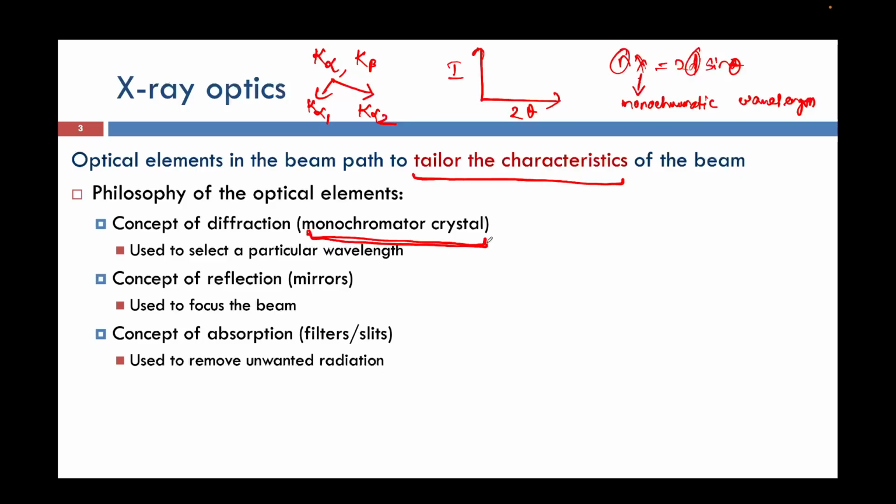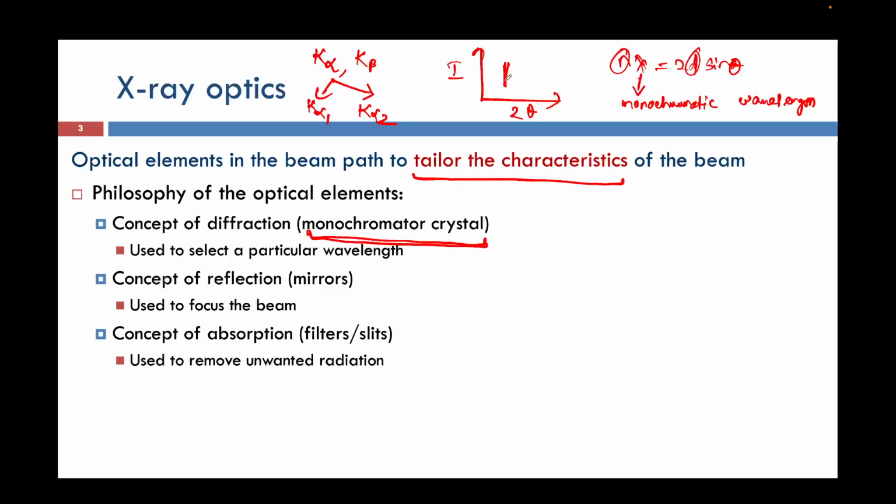If we cannot use a monochromator crystal, then what will happen? Instead of getting a single line, we will be getting a broad line, and that will give us peak broadening in our intensity versus 2 theta diagram. And the second aspect of X-ray optics is the concept of reflection, right?